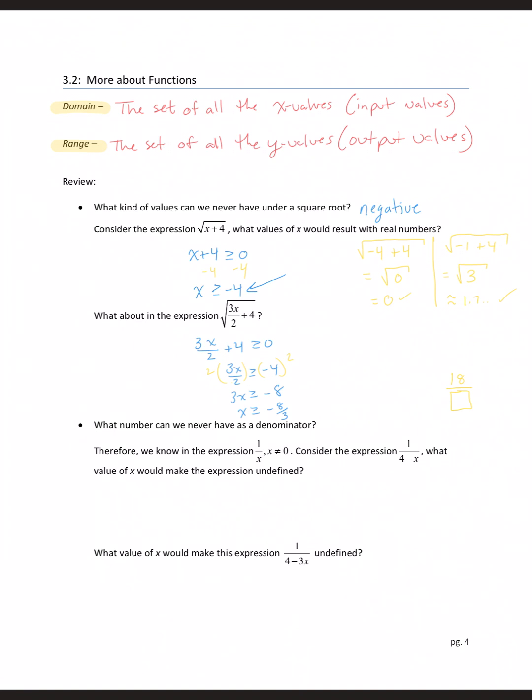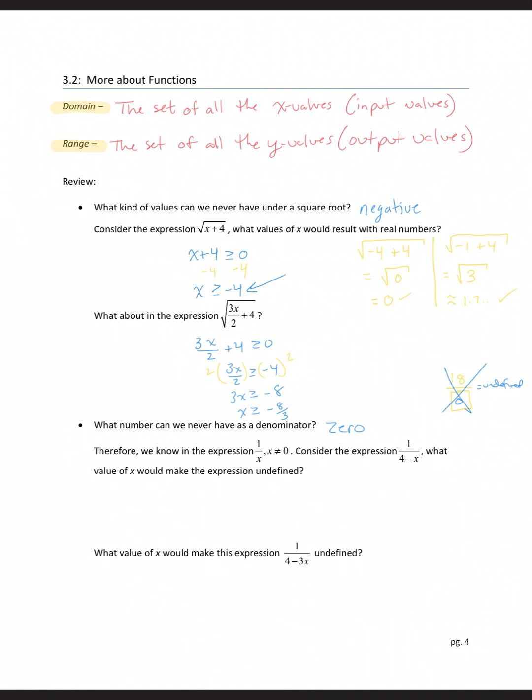Right, we cannot have a 0 as a denominator because 18 over 0 would be undefined. So we do not want a denominator of 0. Therefore, we know in the expression 1 over x, x cannot be 0. We just talked about that over here.